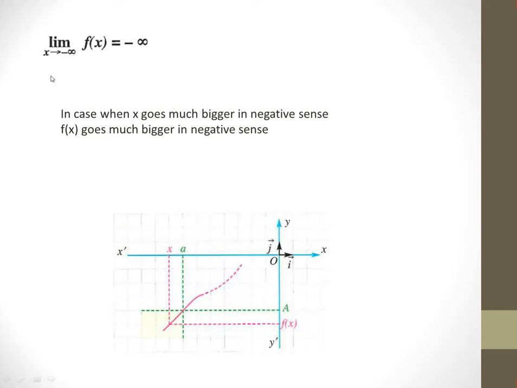The limit of f of x as x tends to minus infinity equals minus infinity. It means that when x goes much bigger in negative sense, goes left, then the curve or the function goes down without any bound.